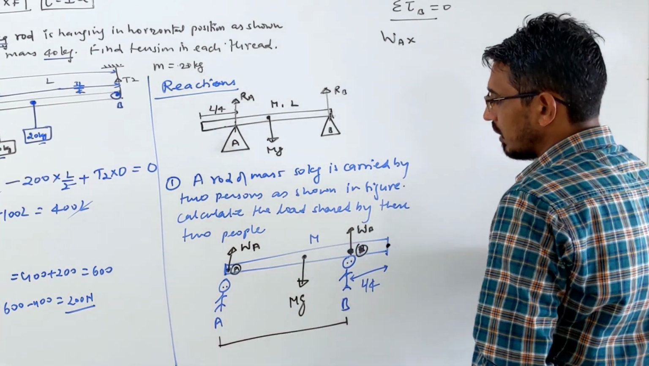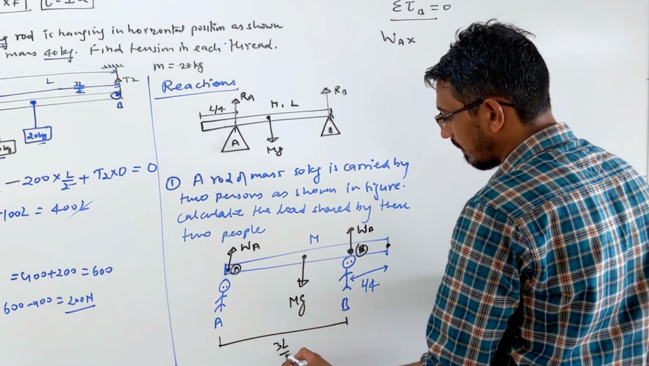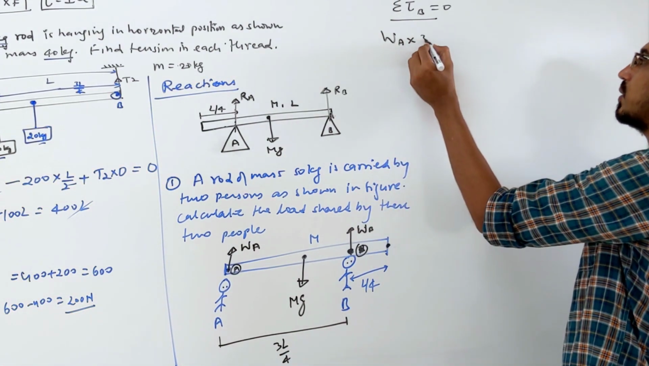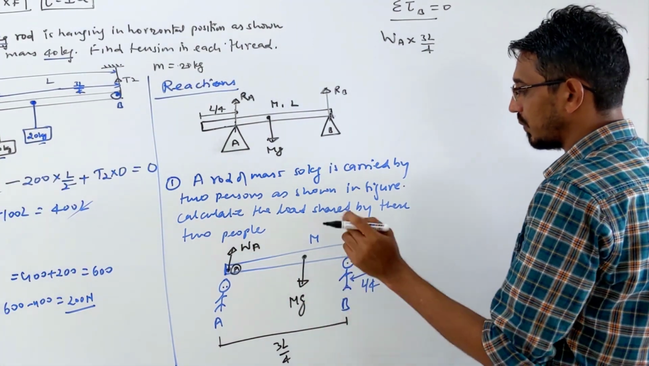So that distance becomes what? This is L, and that distance is given as L by 4, so this simply becomes 3L by 4. So WA into 3L by 4. This is the torque due to that force. Then we have this force mg.